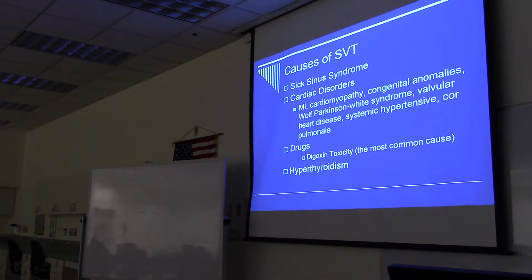So causes of a really fast heart rate could be sick sinus syndrome. There's something wrong with the SA node. There could be cardiac disorders such as infarcted tissue. Cardiomyopathy is heart failure. Congenital anomalies where there's something wrong with the conduction system.